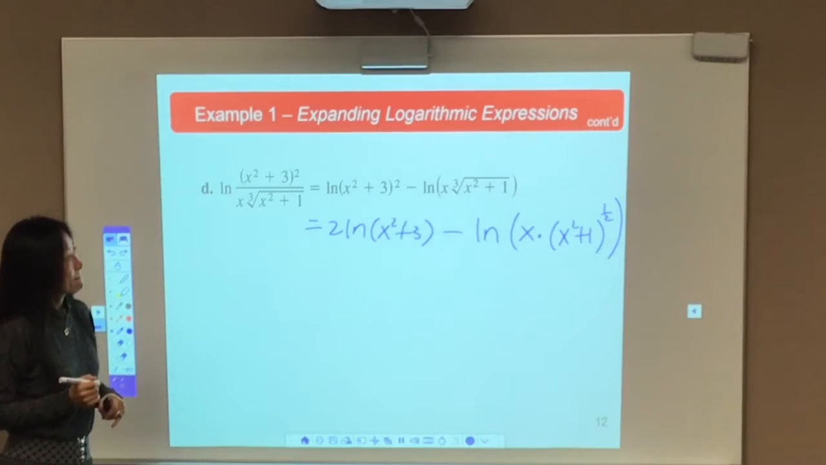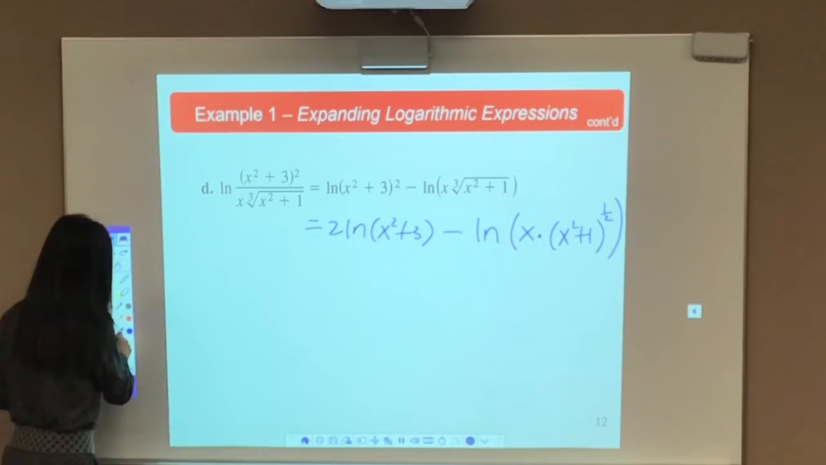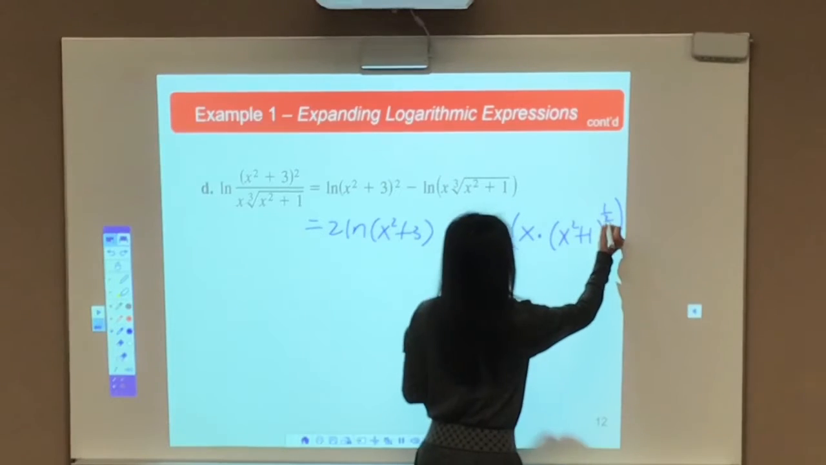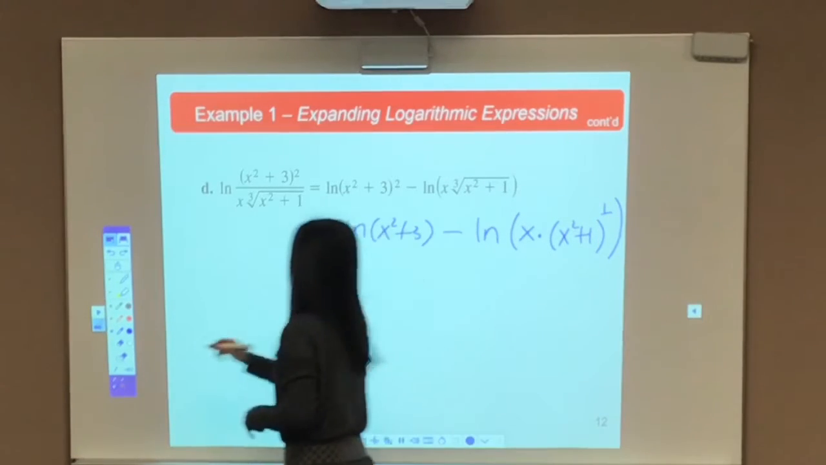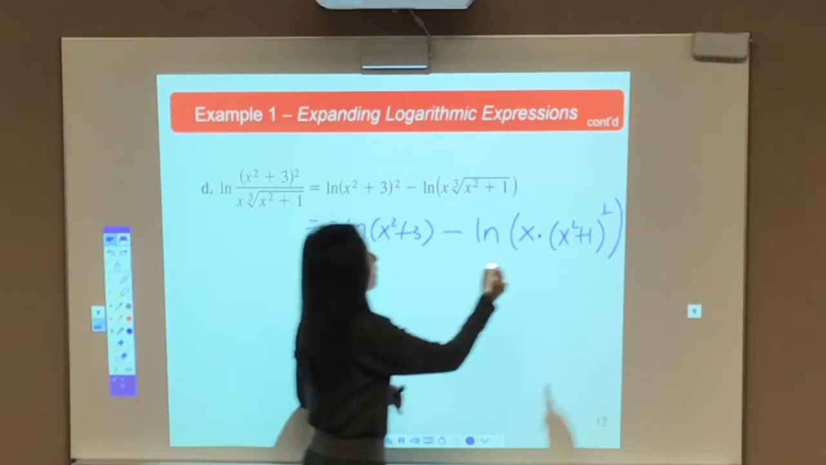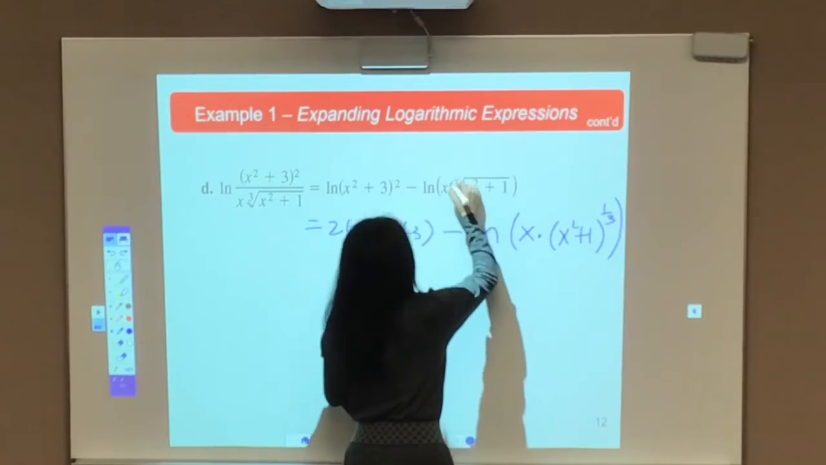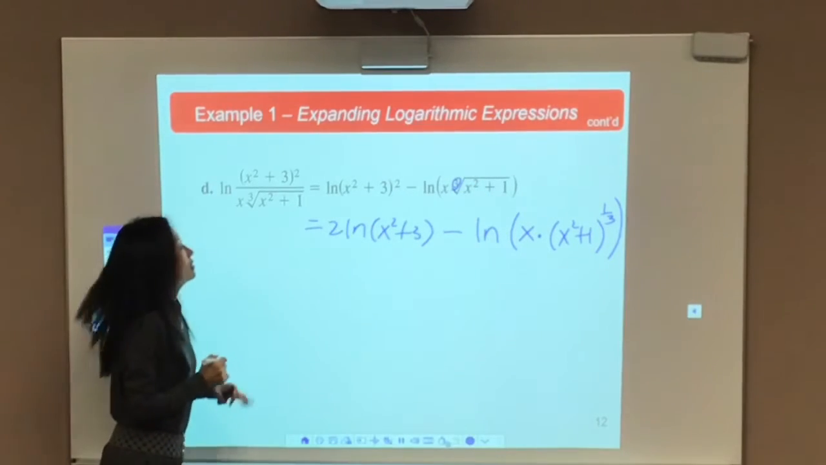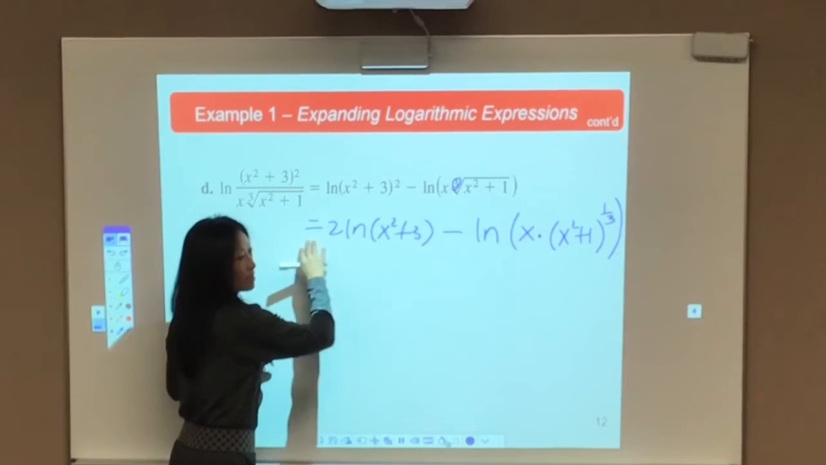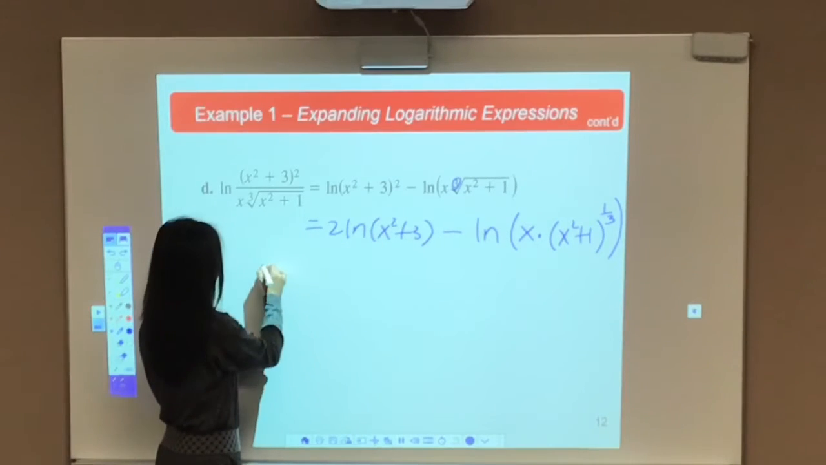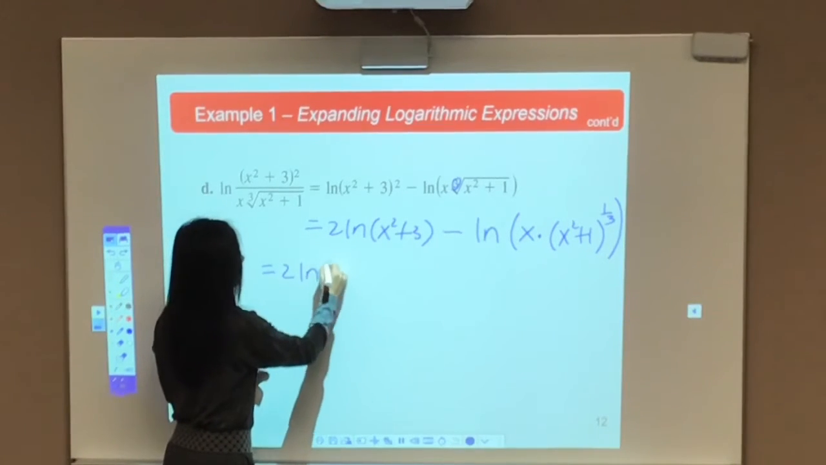Why is it not 1/3? Oh, 1/3, yes, 1/3. I like square much better than cube, you can tell. I don't blame you. All right, it'll be a cube power. Does everybody see that as cube power? Okay. So I don't have to do anything to this. Everybody with me? That's already expanded. I just rewrite again.